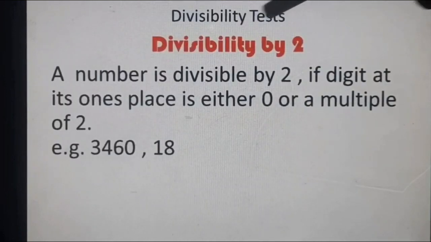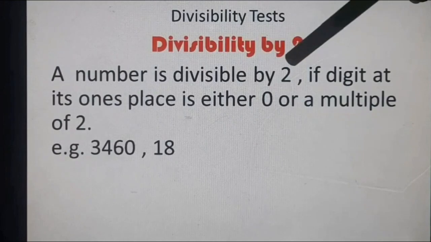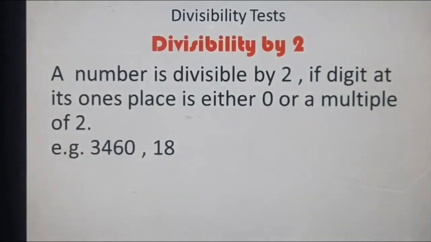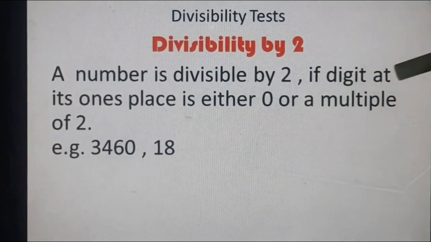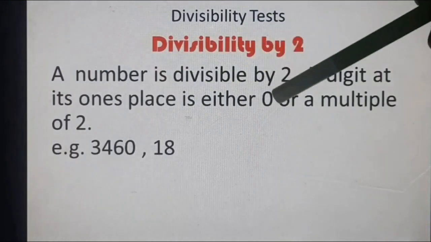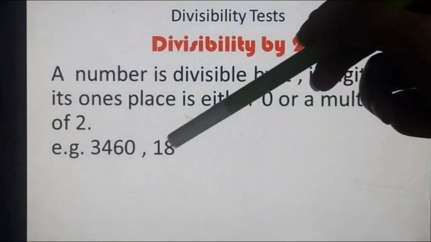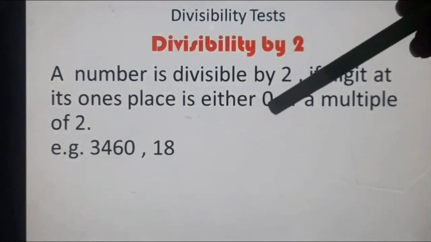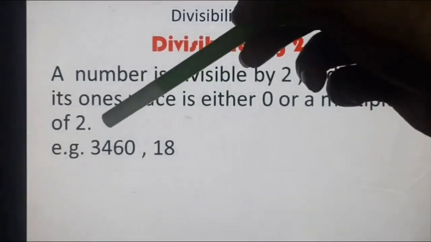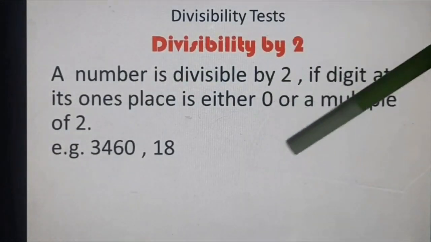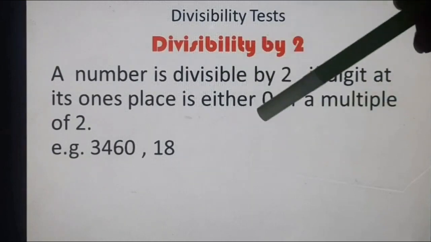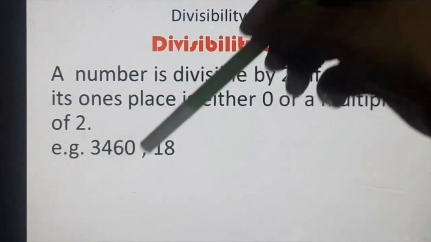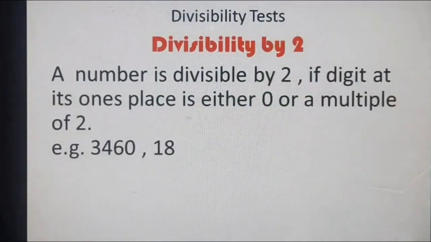Now divisibility test. Divisibility by 2. A number is divisible by 2 if the digit at its ones place is either 0 or a multiple of 2. If we want to check whether a number is divisible by 2, we will check only the ones place. If the ones place contains 0 or a multiple of 2: 2, 4, 6, 8, 10. Okay, then in 10, 0 has come, so 0 we have already taken. So these numbers will be divisible by 2 if their ones place contains 0 or a multiple of 2. For example, 3460 is divisible by 2. 188 is divisible by 2.